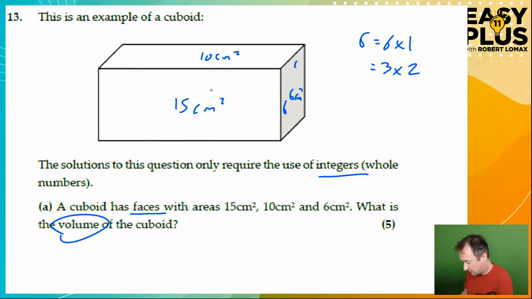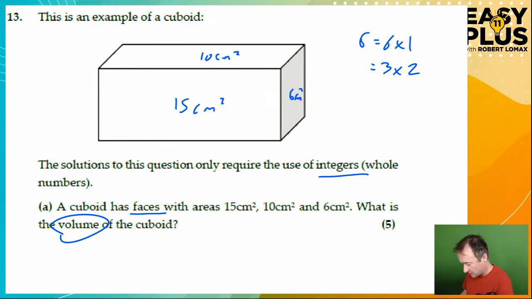But 6 times what gives us 15? Nothing in whole numbers, so it can't be that. It must be the other one. It must be 3 times 2. 2 times what gives us 15 centimetres squared? Nothing in whole numbers. 7.5, but that isn't an integer, it isn't a whole number.